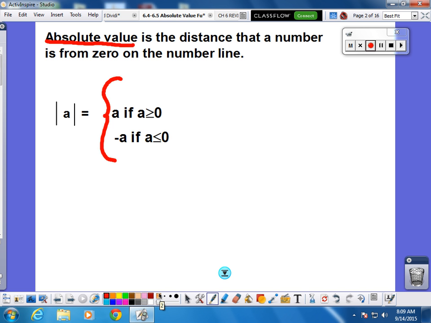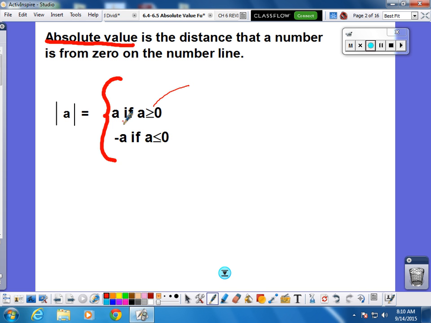And just to get you back to thinking about functions and domains, remember the domain is what you can plug in for x usually. This is an A. But the range is the answers that you would get. So this is saying if A is greater than or equal to 0, and I take the absolute value of A, then A is my answer.